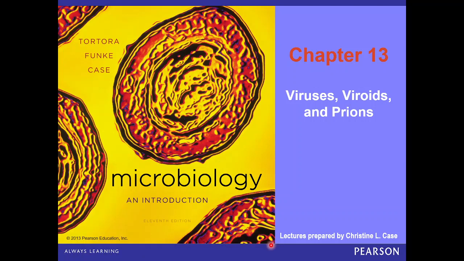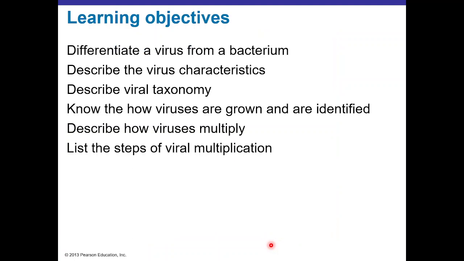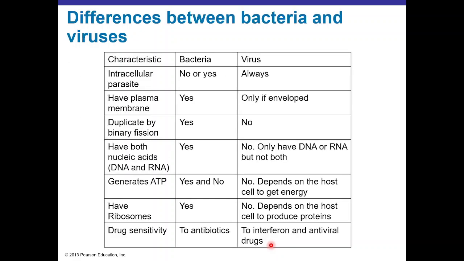In this chapter, we're going to learn about viruses, viroids, and prions. First part is about how to differentiate viruses from bacteria. We're going to describe the characteristics of the viruses, how to classify the viruses, how to name them, how to grow them in the lab, how the viruses are identified, and how they multiply, and list the steps of the multiplication of viruses. So in this table, we're looking at the differences between bacteria and viruses.